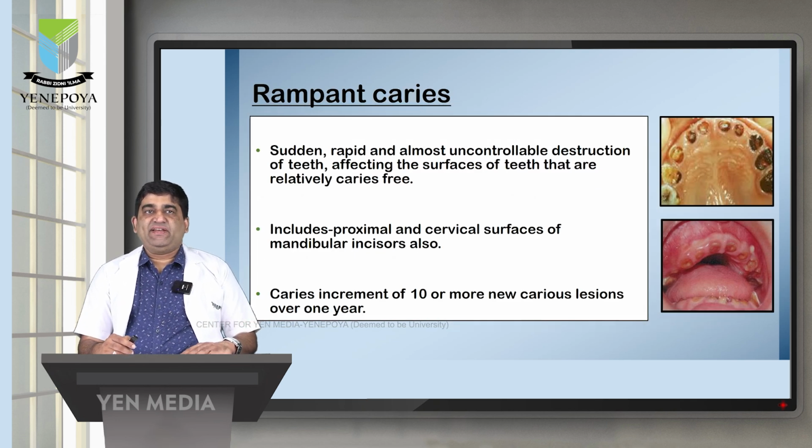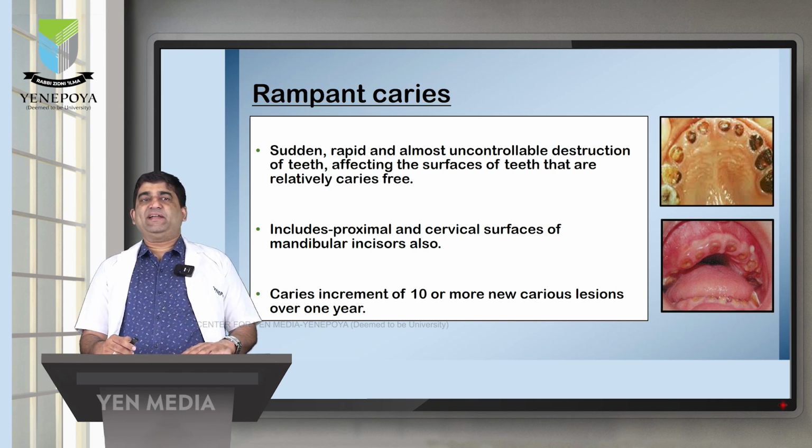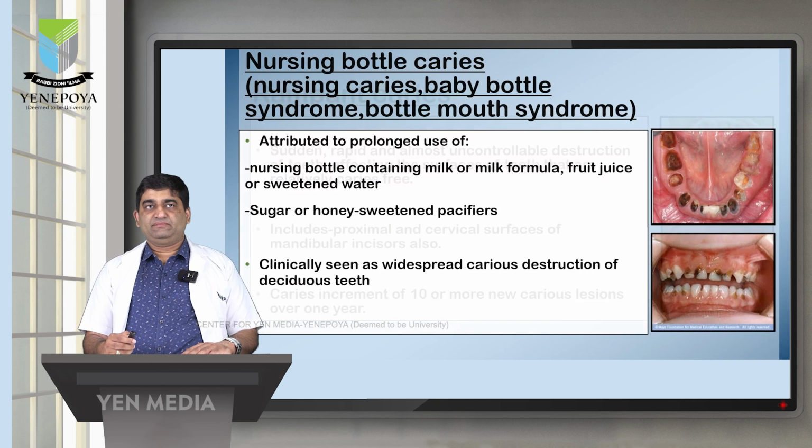Rampant caries is a type of caries which occurs on the surfaces of the teeth that are relatively caries-free. It is sudden, rapid, and almost uncontrollable. It involves the proximal and cervical surface of the mandibular incisors also. There are 10 or more increments of caries, or new carious lesions, every year.